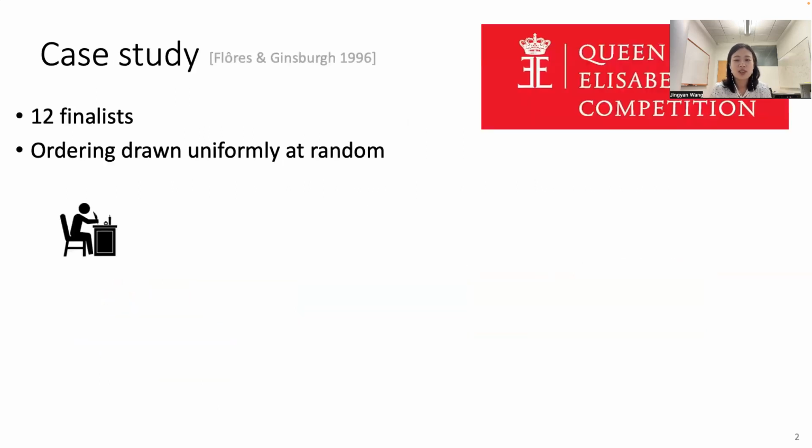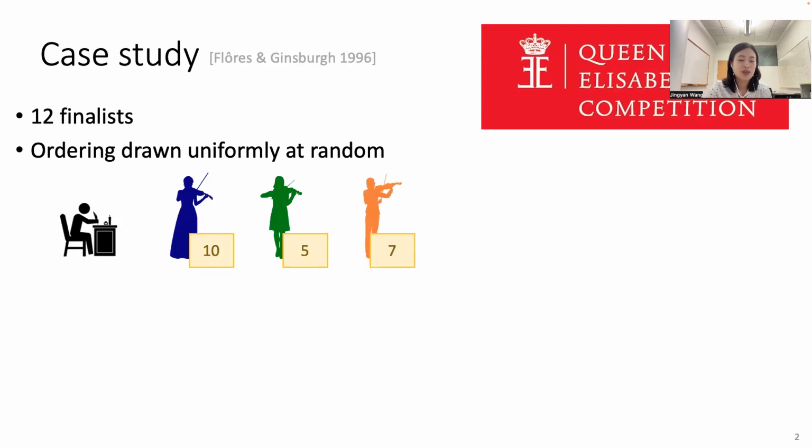Now let's look at one concrete example from the literature, the Queen Elizabeth competition. This is a music competition, and in the last round, there are always 12 finalists. They appear in an ordering that is uniformly at random. As the competition begins, the first person comes, they perform, and the judge gives a score to the first person. Then the second person comes, the judge gives a score to the second person. And this process repeats for all the future candidates in the competition.